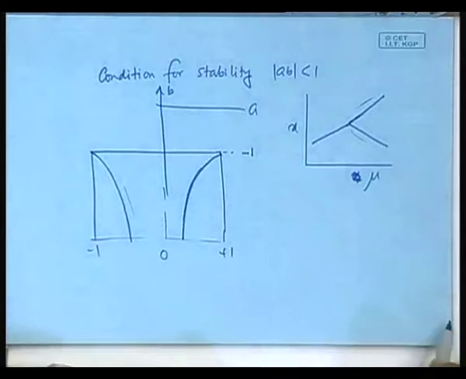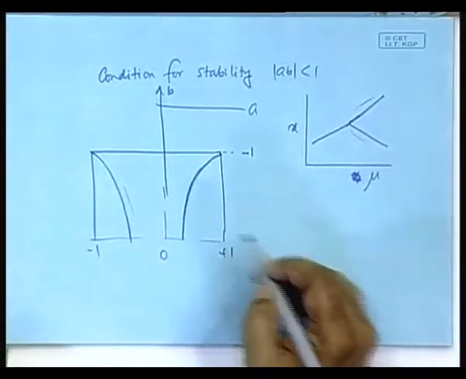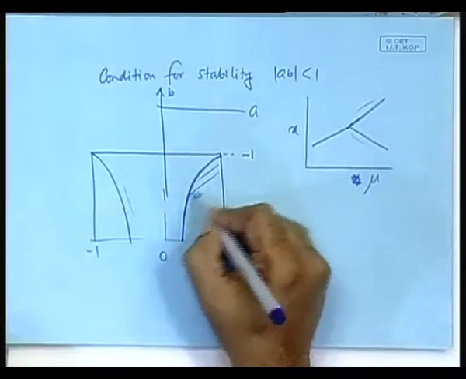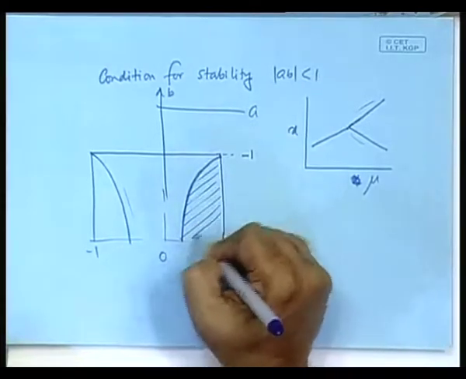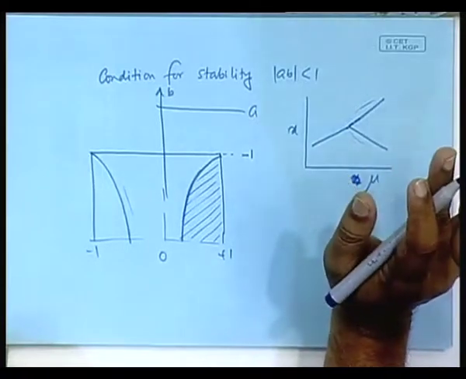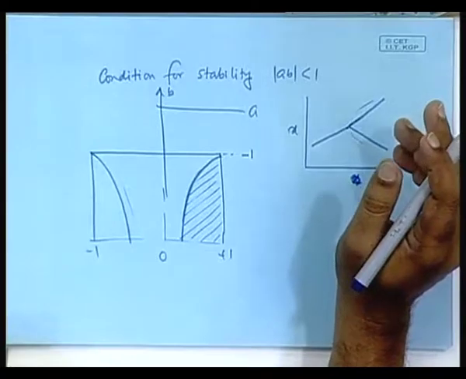Well, now so this part we understand what will happen for these values of A and B. In this part what will happen? The period 2 orbit will exist, but has become unstable.